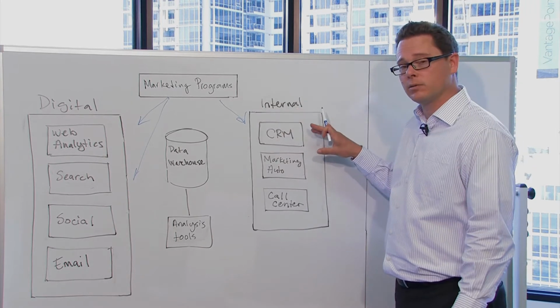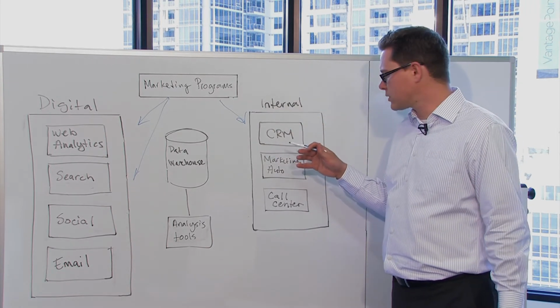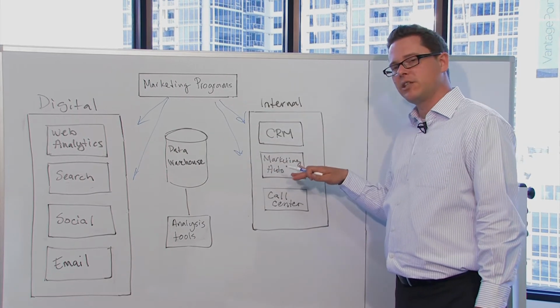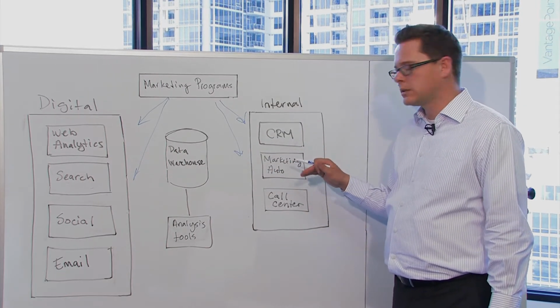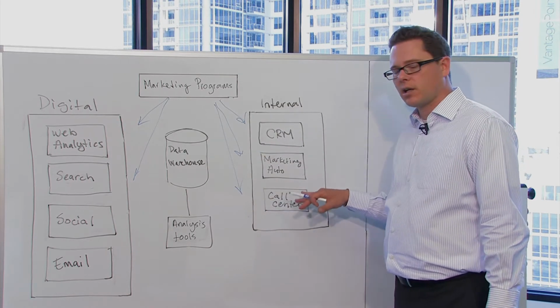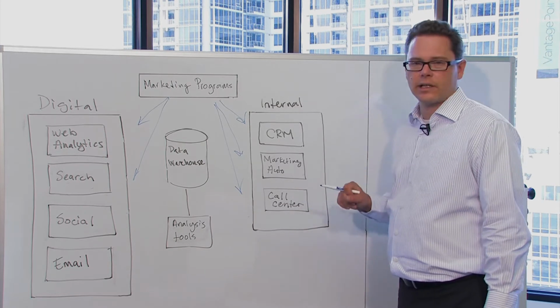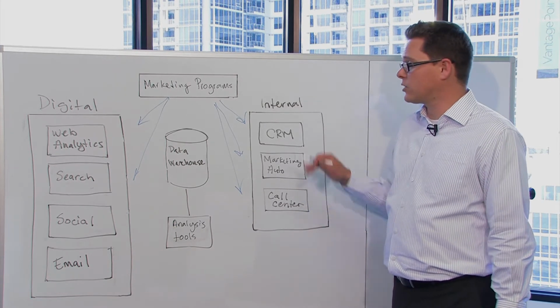So salespeople and leads coming through the web are landing in your CRM like Salesforce. Additionally, you're running marketing automation programs through Eloqua or Marketo. And finally, you might have other systems like call center data or custom line of business software that also collects important business information around this.